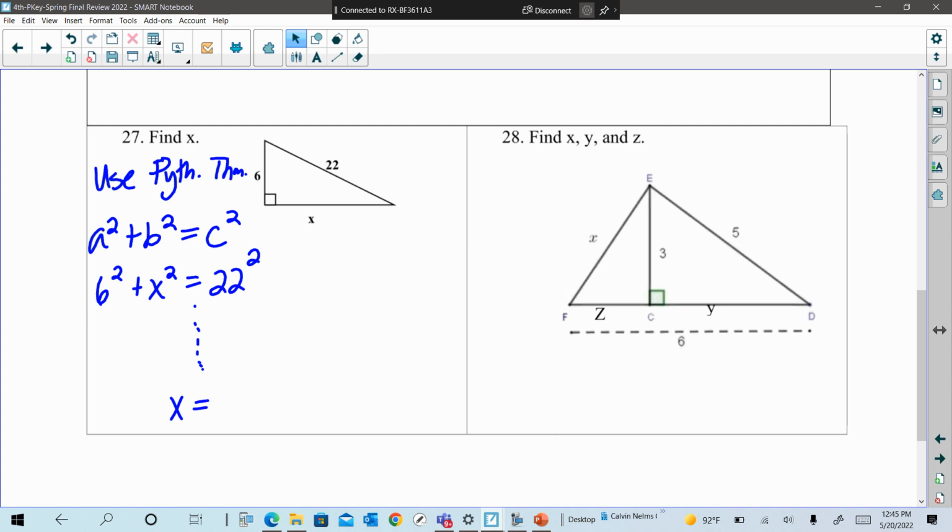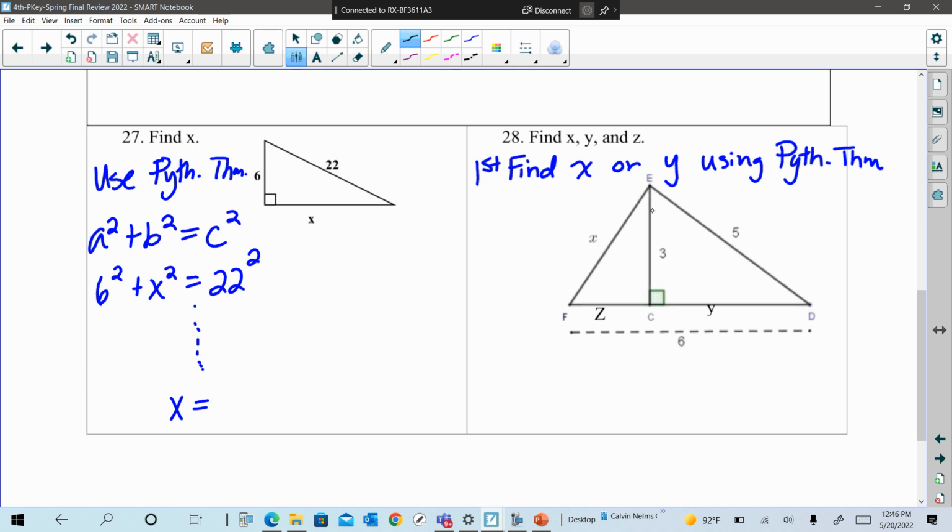So 27 is Pythagorean theorem. 28 is also Pythagorean theorem, but you got to figure out which variable to probably do first. Which variable? The x, the y, or the z? You could do the y or you could do the x. Either one. The x is the whole. The x represents the whole triangle because this is a right angle as well.